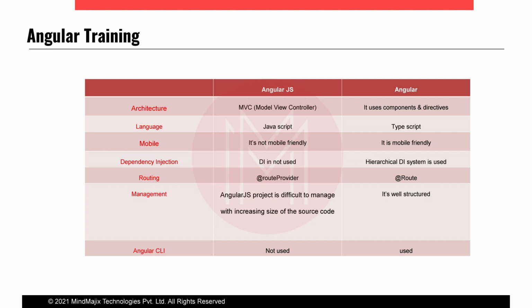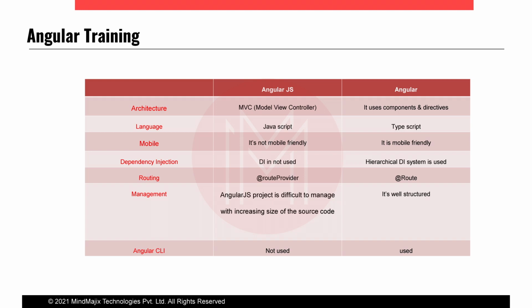Routing basically does the same thing in both AngularJS and Angular, but the way it was configured was different. AngularJS was configured using $routeProvider, but Angular uses @Route. Management wise also, AngularJS was not well structured, because the source code was not well maintained. But coming to Angular, it is well structured: node modules, services, components, directives, everything.